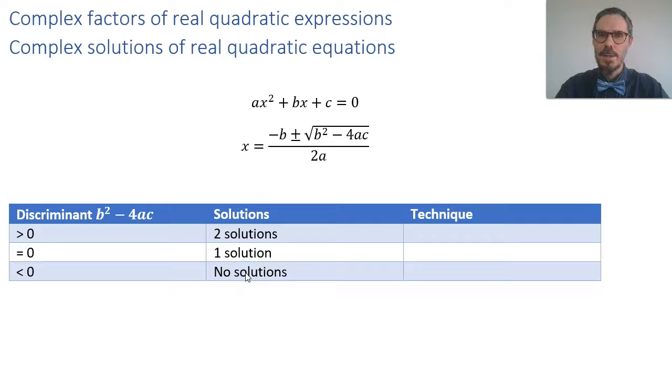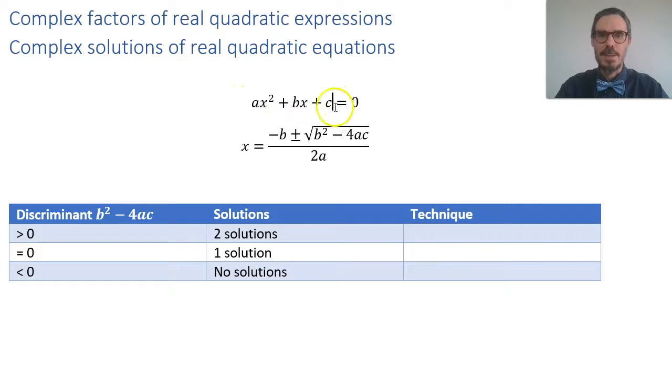But wait a minute. Now, with complex numbers, you can get the square root of a negative number. So we're now going to talk about complex factors of quadratic expressions, complex solutions to quadratic equations. Now, make sure you understand the difference. This is a quadratic expression. The bit without the equals, this is a quadratic expression.